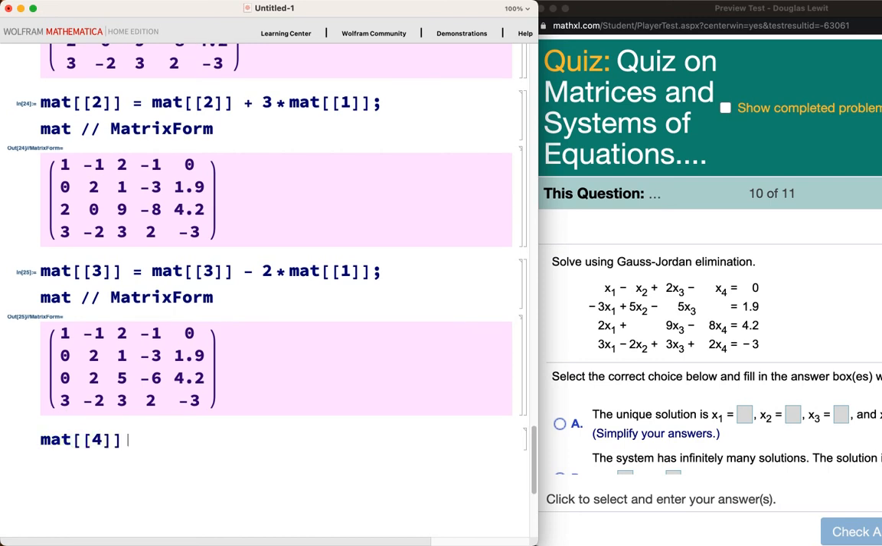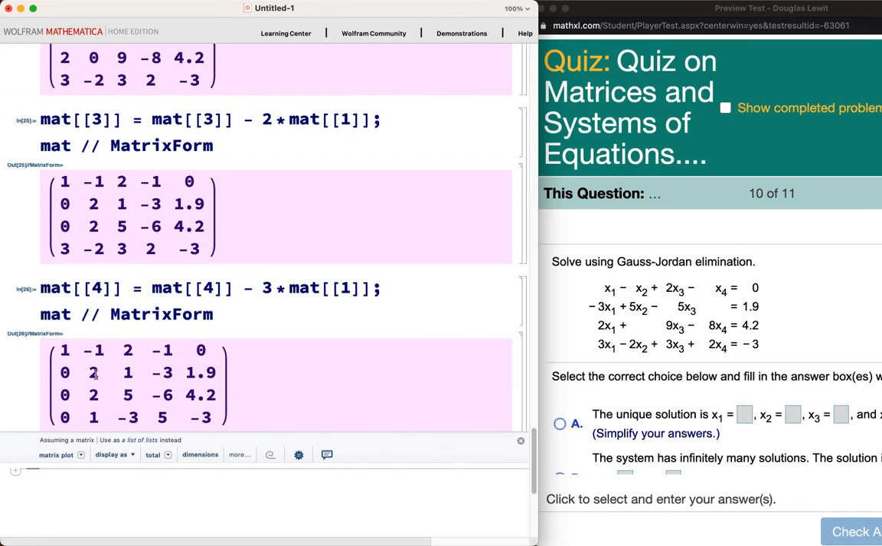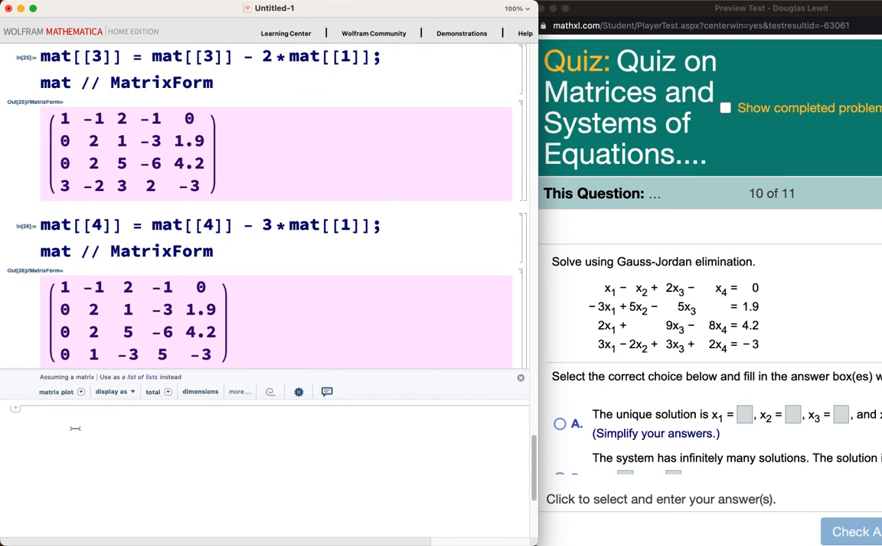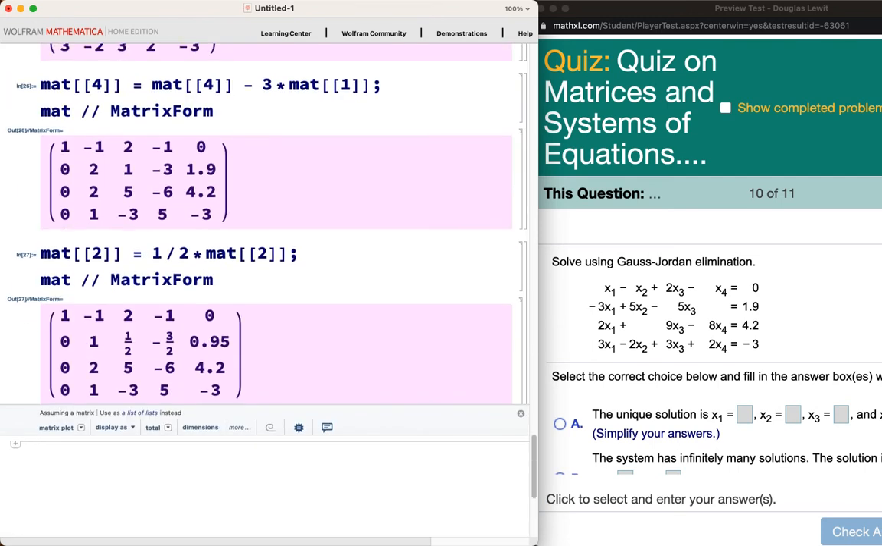So we're changing the fourth row of the matrix. So the new fourth row is going to be the old fourth row minus 3 times the first row. And let's see what that looks like. Okay, fantastic. Now, this value here has to get changed into a 1. So how are we going to do that? Okay, so the second row is equal to 1/2, just multiplied by the reciprocal, times the second row, and then we have matrix form. Looks terrific.